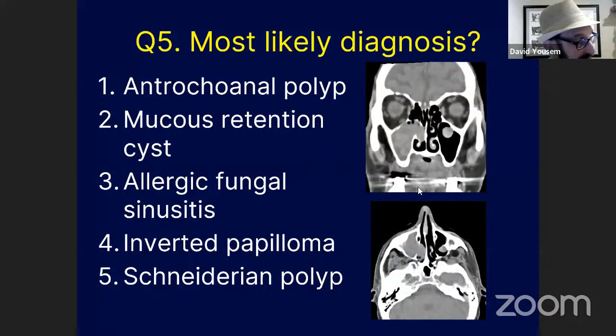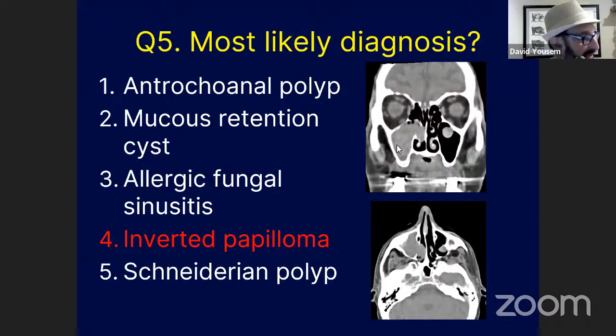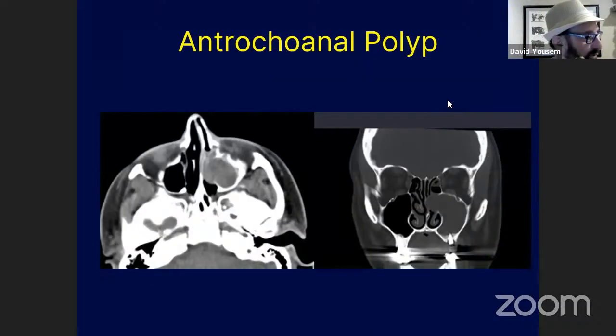The key here to this case was that this looks hyperdense. Here's the mucosa here peripherally that is less dense. This was histopathologically an inverted papilloma. So that was the second most common answer. So very good to those people.